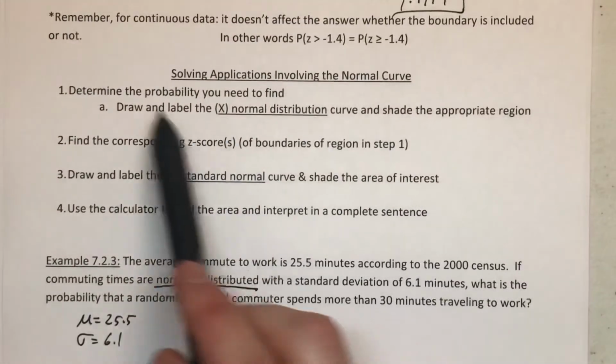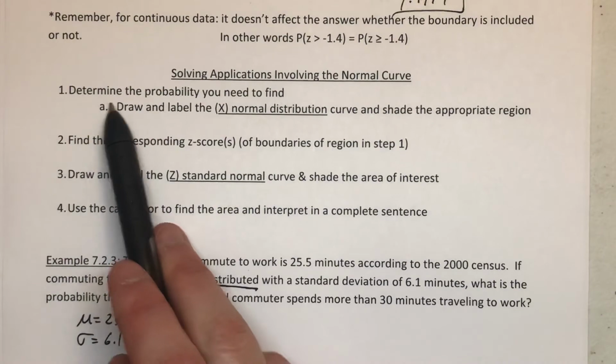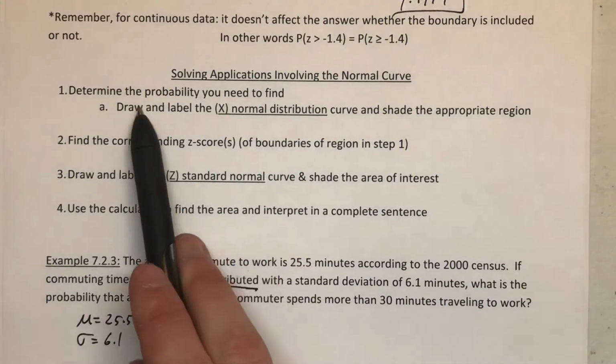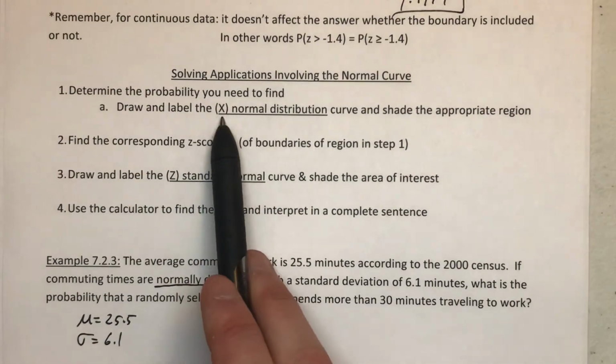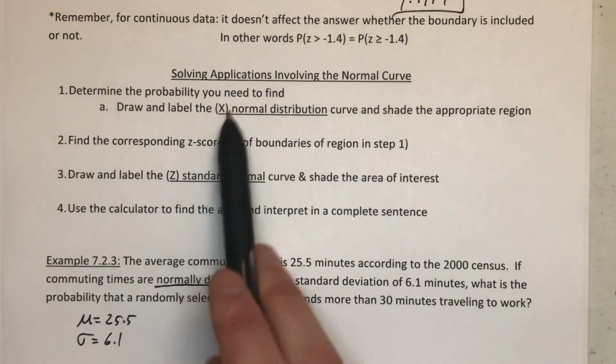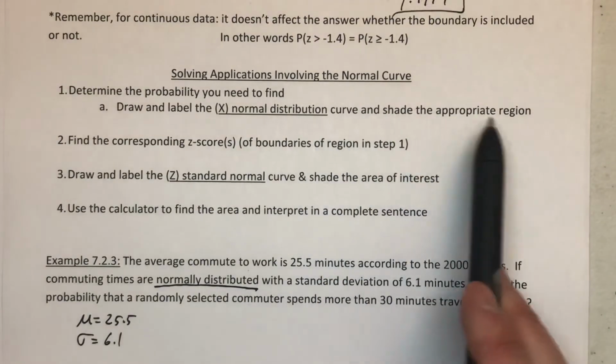Okay, so step 1: determine the probability you need to find. Draw and label a normal distribution in terms of your variable. That's what x represents, your actual numbers, your actual data set, and shade the appropriate region.